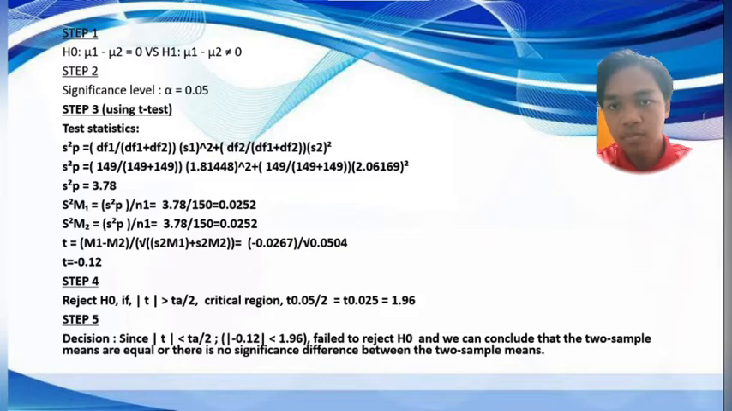First, step 4, reject H0 if T is bigger than T alpha by 2. Critical region: T 0.05 by 2 equals T 0.025 equals 1.96. Okay, decision: since T is smaller than T alpha by 2, negative 0.12 is smaller than 1.96, we fail to reject H0, and we can conclude that the two sample means are equal or there is no significant difference between the two sample means.